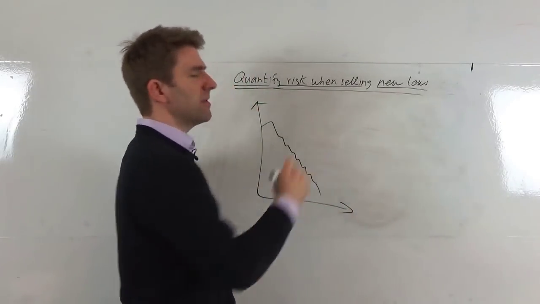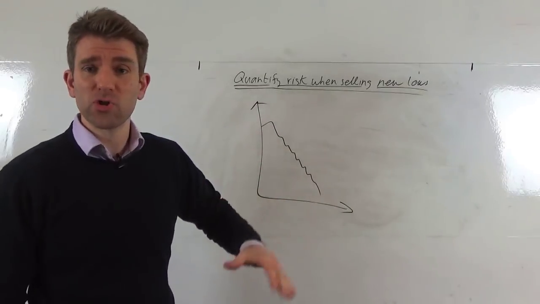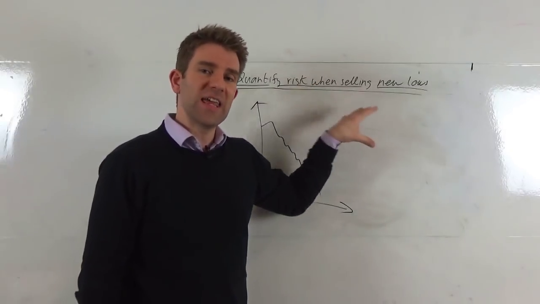So it may not be an index, may not be specifically a bear market. It could be just a stock that you want to short, or it could be an index as well. The point is, how do you quantify that risk when you're selling into new lows?